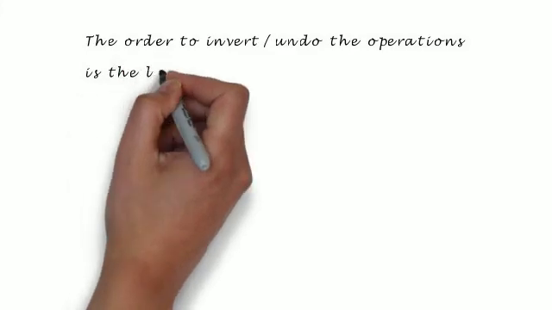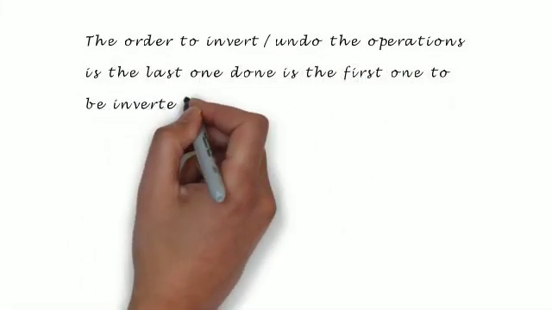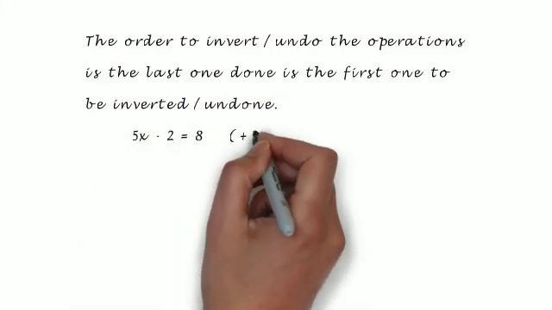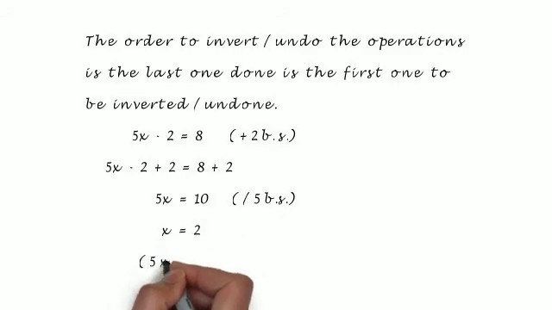Now the order in which we undo them, if there's more than one, is that the last one is undone first, or inverted first. In this instance, 5x minus 2. Minus 2 was said last, so it's the first one to be undone. Then undo the multiplying by dividing, and we see that x equals 2. When I substitute that back in, 5 times 2 minus 2 equals 8.